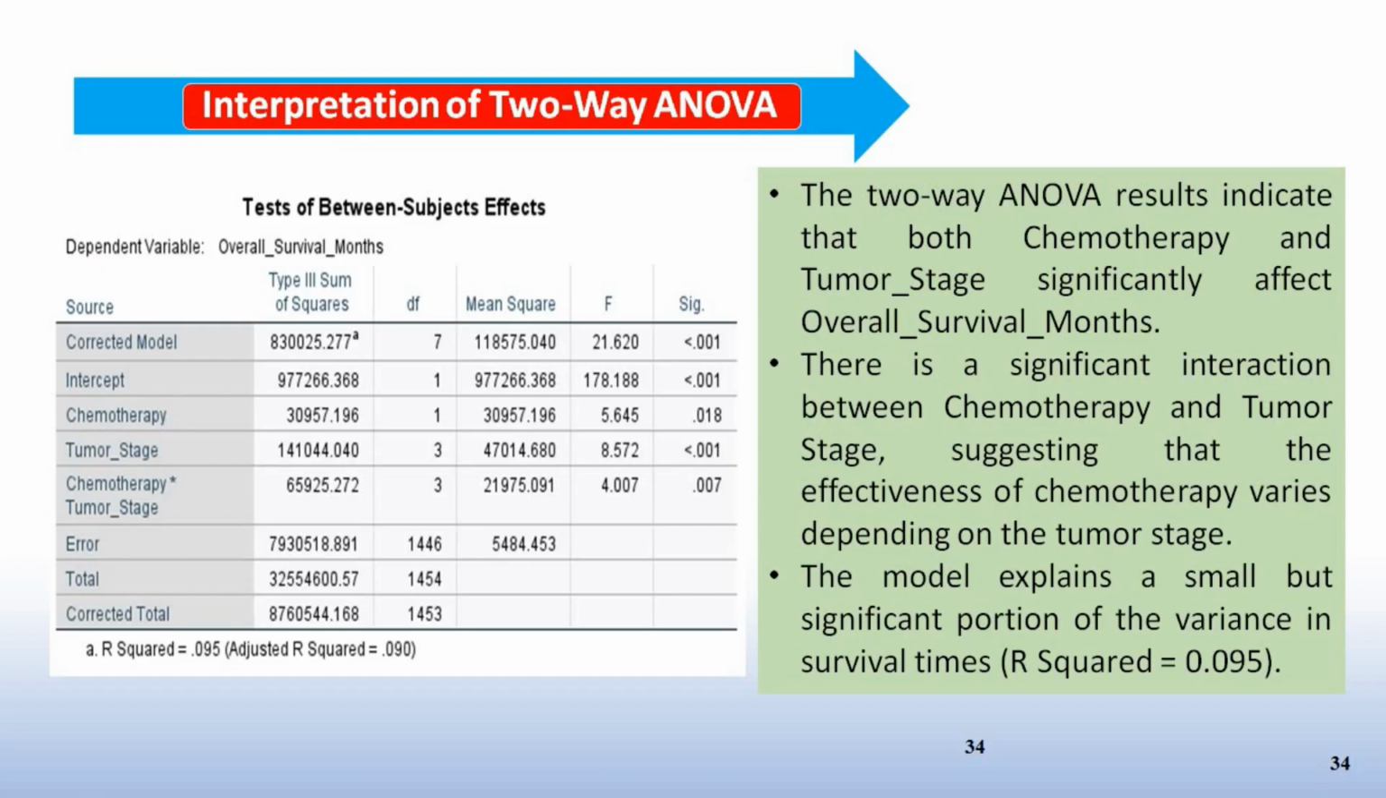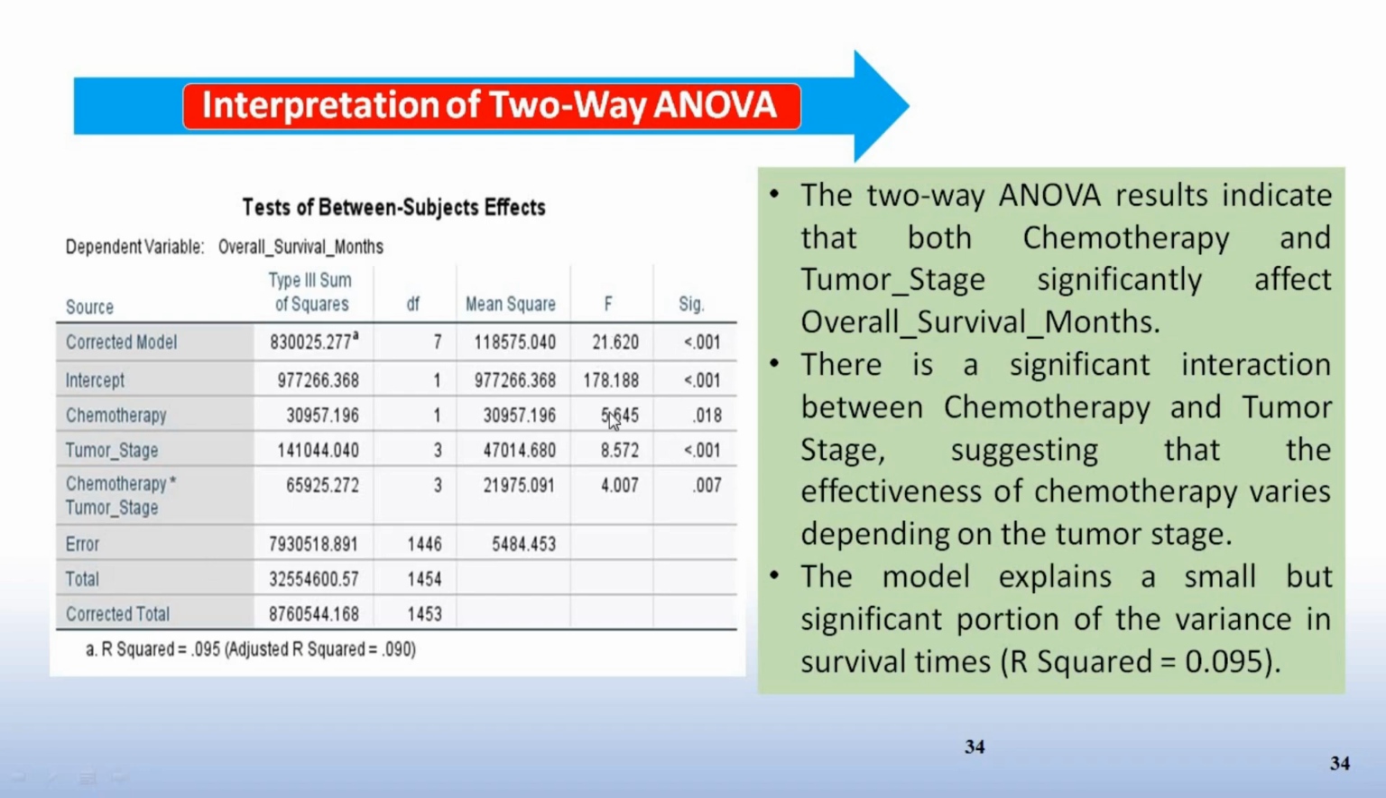After doing this, you will get this ANOVA table. Here you see the dependent variable, overall survival months, the sources, type 3 sum of squares, degrees of freedom, then mean square, this is the F value, and these are the significant values, the P values.